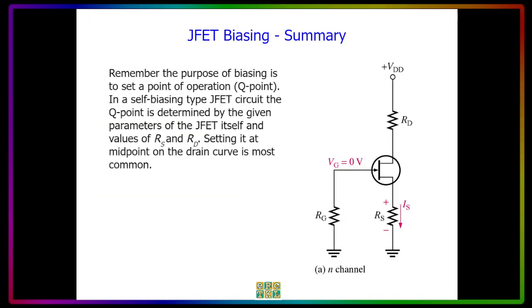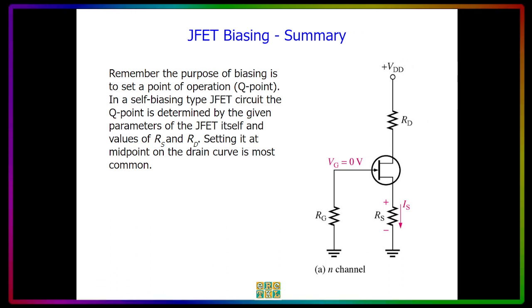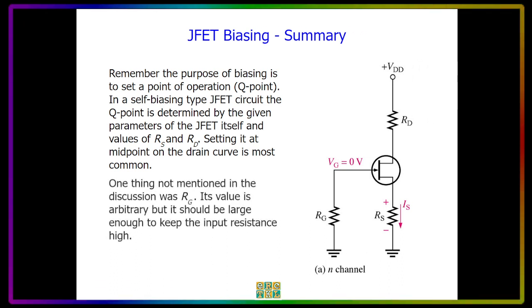Now, JFET biasing summary. Remember, the purpose of biasing is to set a point of operation or Q point, and in a self-biasing type JFET circuit, the Q point is determined by the given parameters of the JFET itself and the values of RS and RD. Setting it at a midpoint on the drain curve is the most common.